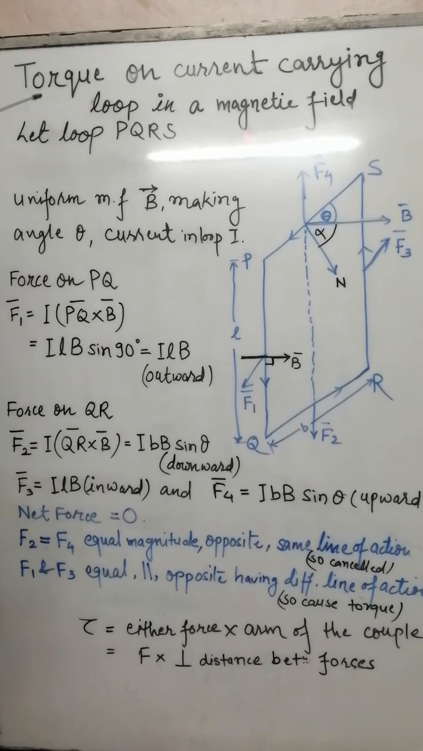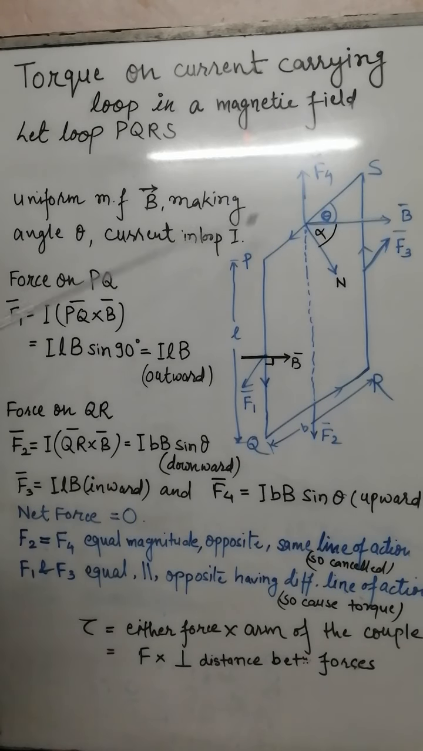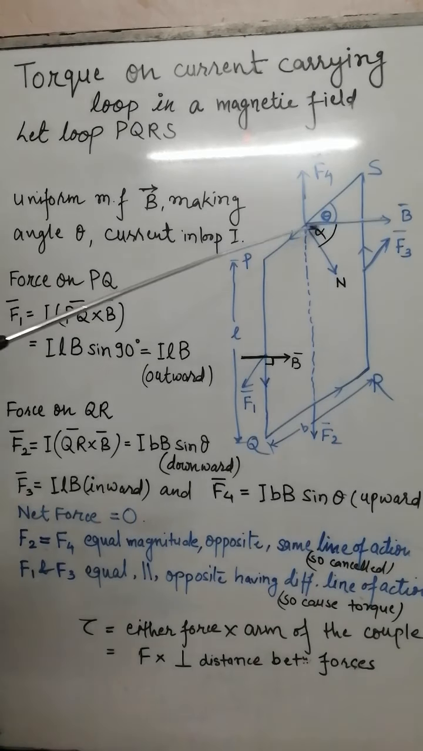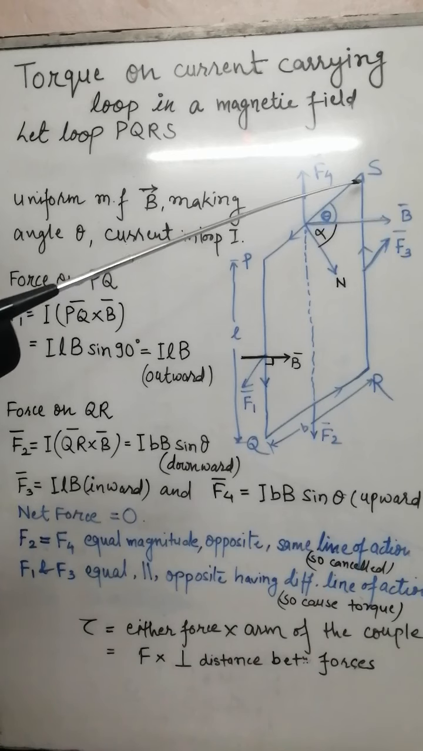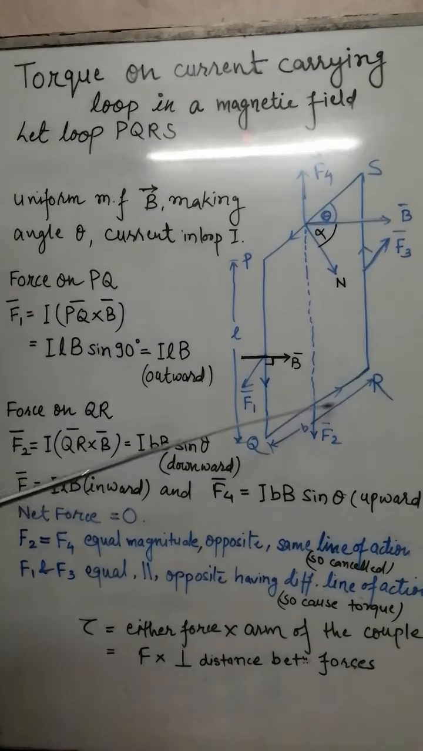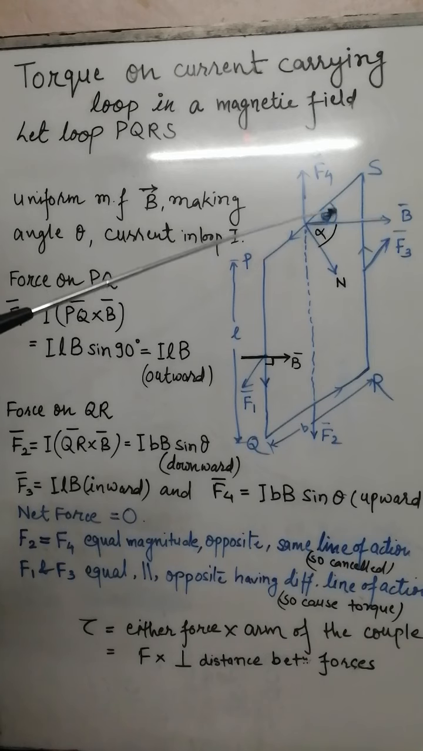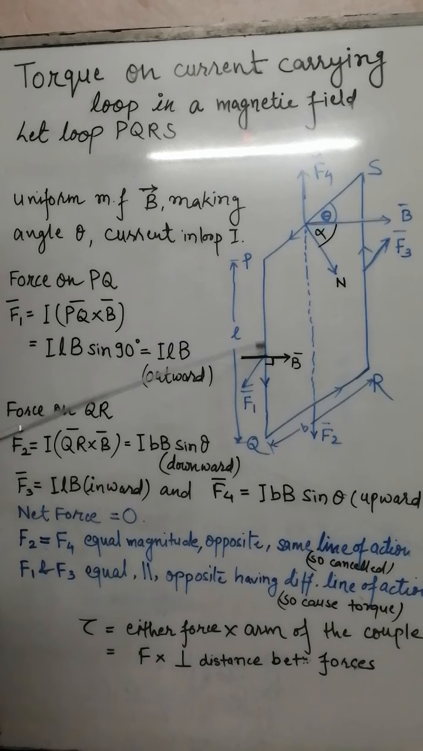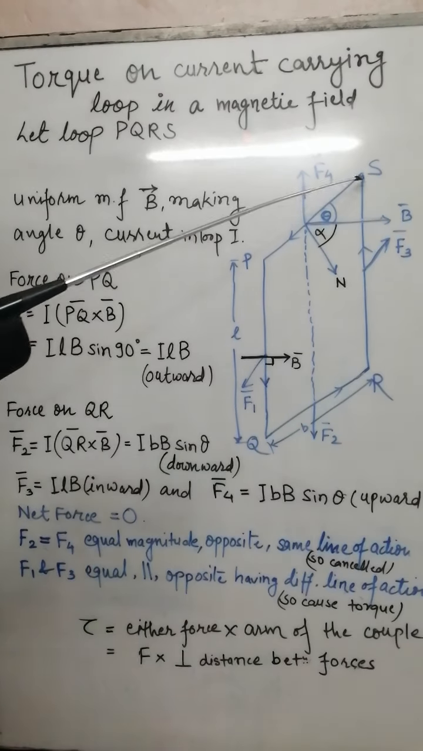Hello students, let us discuss torque on a current carrying loop in a magnetic field. Let us consider a loop PQRS having length L and breadth B, which is kept in a uniform magnetic field B, and the plane of this loop is making angle theta with the magnetic field. Okay, this angle theta. A steady current I is flowing in this loop.